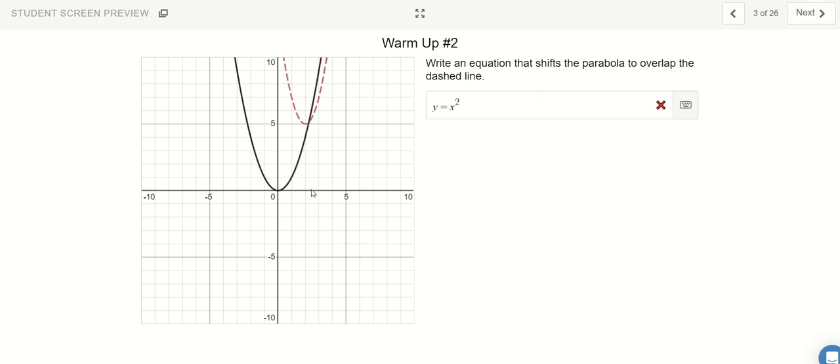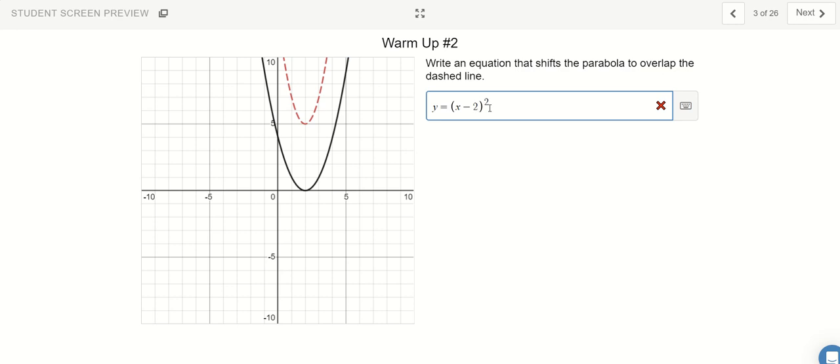Here I want to shift it to the side and up. Alright, looks like this time I'm shifting it 2 to the right. So again, it's kind of backwards. It's going to be minus 2 to move it to the right. And it's going to go 1, 2, 3, 4, 5 up. Let's do plus 5. Looks like this one's a little bit more narrow than our original parabola. So we're going to add a coefficient here to make it more narrow. Right, and there it matches.